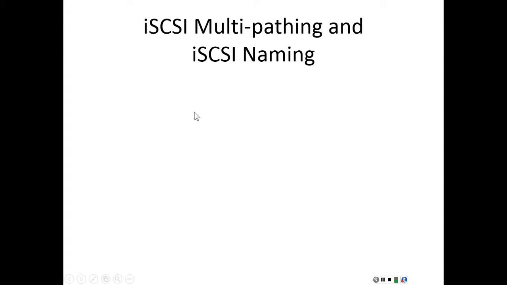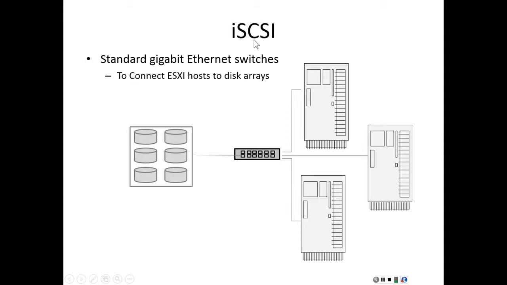Let's get started on iSCSI multipathing and iSCSI naming. An iSCSI storage area network, as you know, is made up of standard gigabit Ethernet switches to connect ESXi hosts to disk arrays. In this example, you can see there is only one connection from this ESXi host to this switch. So if we were to get a cable break right here, then that ESXi host would lose its connectivity to the disk array.